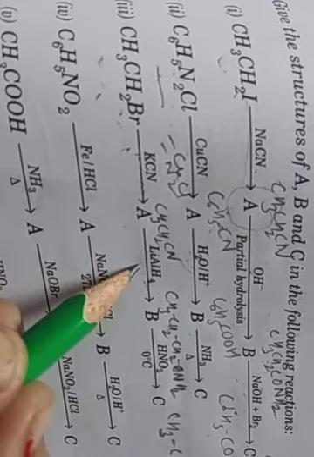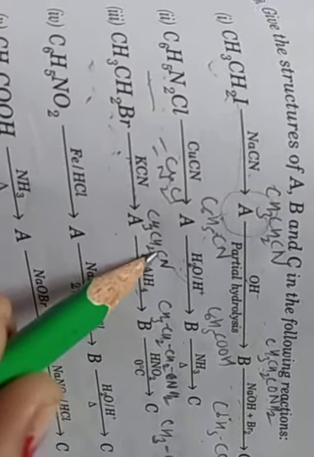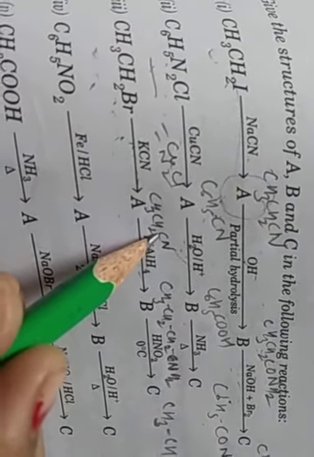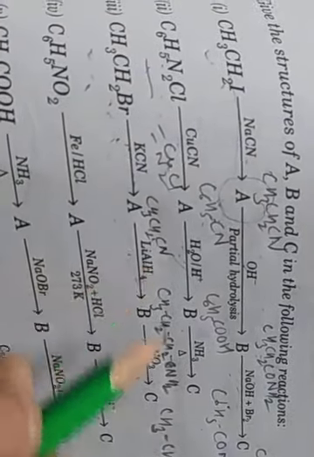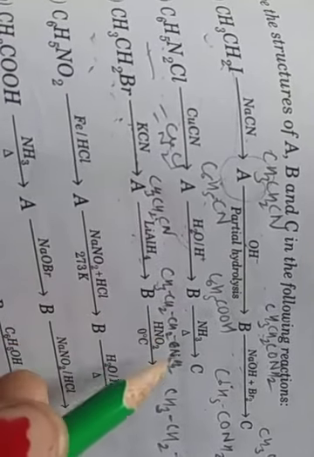Then react with the lithium aluminum hydride. So lithium aluminum hydride gives the hydrogen. So carbon accepts the hydrogen, CH2, and nitrogen also. So CH2NH2. Okay, so 1, 2, 3 carbon propane amine.